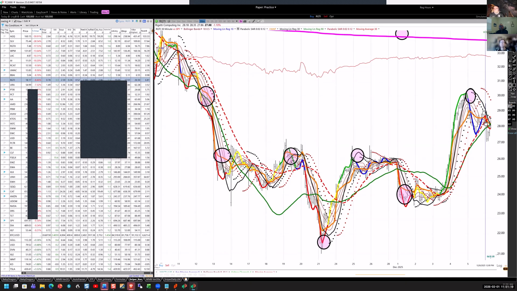If this fails, if it fails below here, where do I think it can get to? I think it can get to here, and I think it can get to here. If it succeeds, I think it can get to there and get to there. I don't care which way it goes.